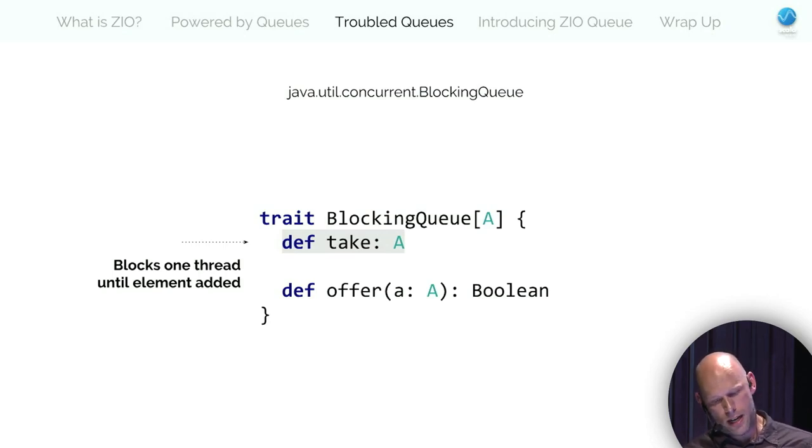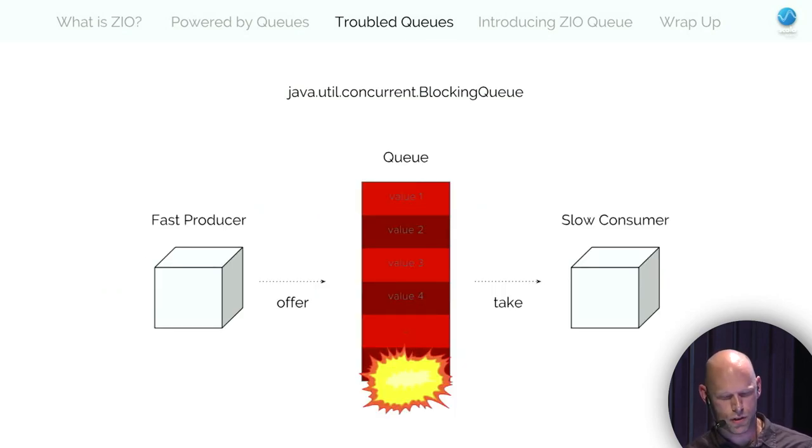And there's another problem, which is less obvious, but it's still implied by the type signature of the blocking queue. If you have a really fast producer that is calling offer a lot, and a slow consumer that's calling take not very often, then your queue will start growing and growing without bound. And that means at some point things are going to blow up unless you've designed some mechanism in there to stop that from happening.